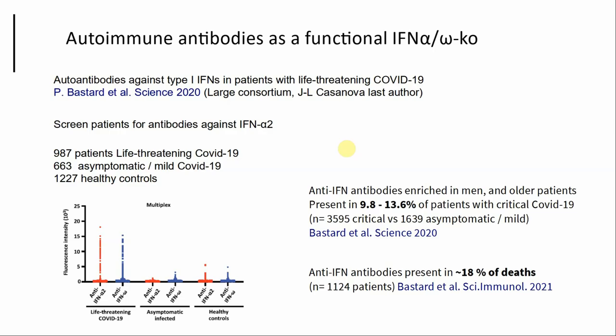So this is not unimportant here. This is a big effect. If you've got these antibodies, they neutralize the interferon alpha that's released. You don't get a good interferon response. And that can cause you to die. Okay, that's really important.